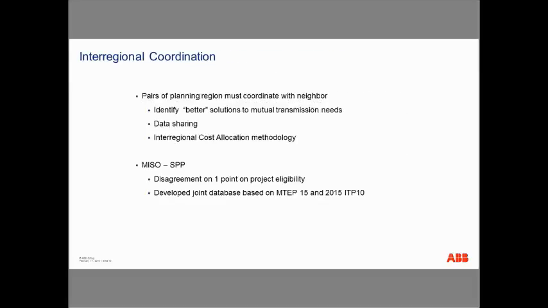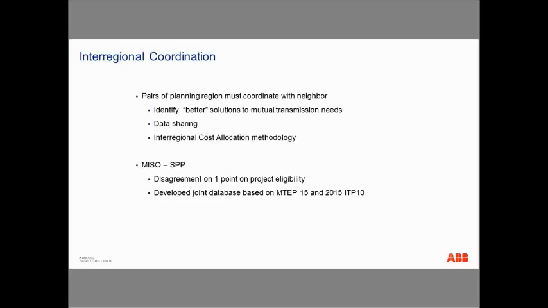And interregional coordination, I spoke of this a little bit earlier, where the pairs of planning organizations have to work with each other to determine how to evaluate projects that benefit multiple planning groups. So they work together to see if there are better solutions for mutual transmission needs. They share data, and they also need to come up with this methodology that they're going to use to identify and allocate costs between the regions when you have an inter-regional project.